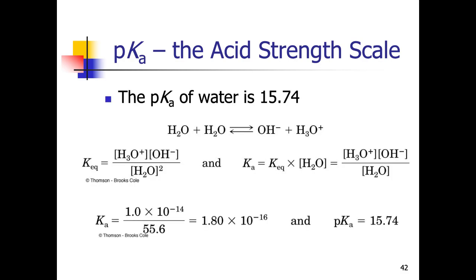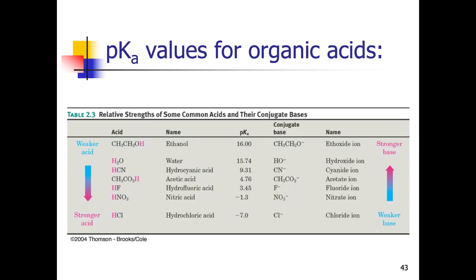The pKa of water is 15.74. The larger the value of the pKa, the weaker is the acid. The stronger the acid, the weaker will be its conjugate base. We can, therefore, relate the strength of a base to the pKa of its conjugate acid. The larger the pKa of the conjugate acid, the stronger is the base.